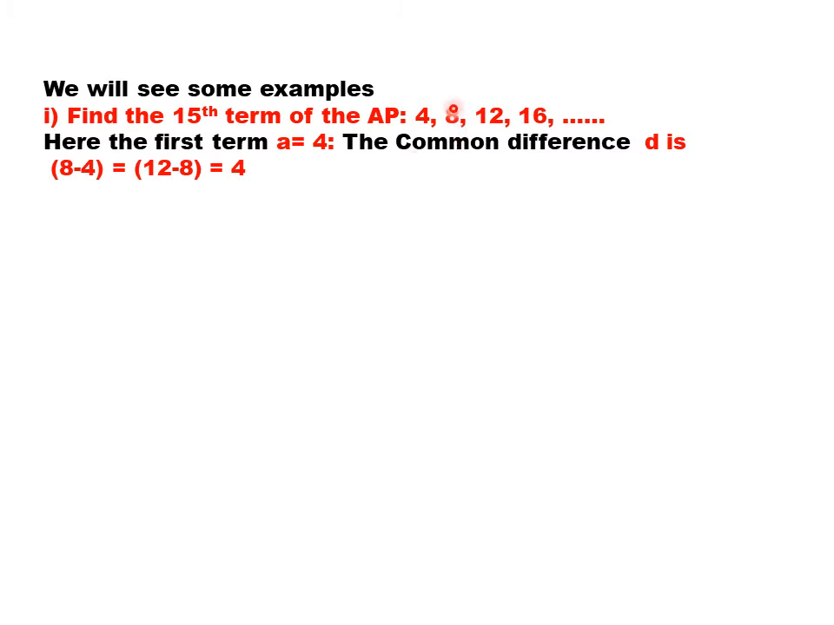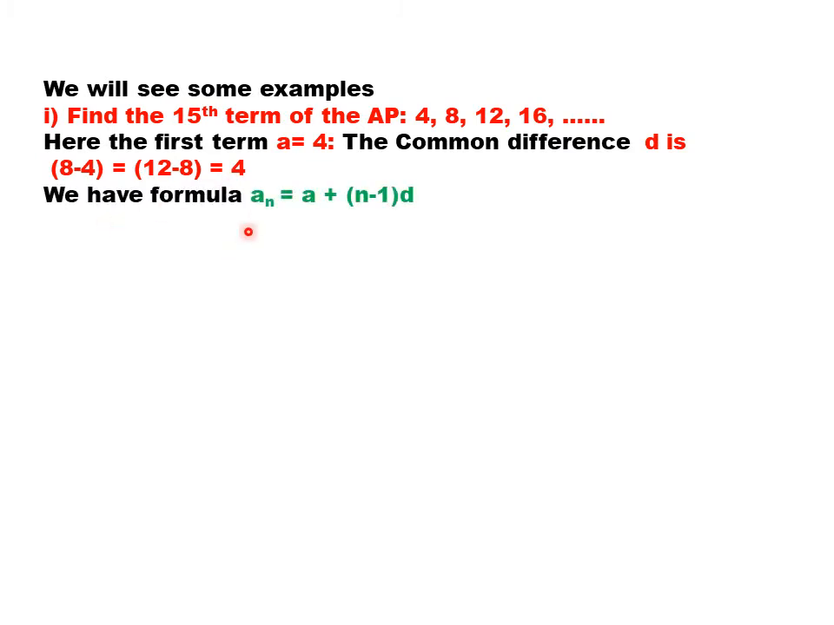We find the difference between second term and the first term, or third term and the second term, or fourth term and the third term. So the difference between the second term and first term is 4. Difference between third term and second term is also 4. So difference between fourth term and third term is also 4. So the common difference is 4. So this is an AP. So we have got here a equal to 4, d equal to also 4.